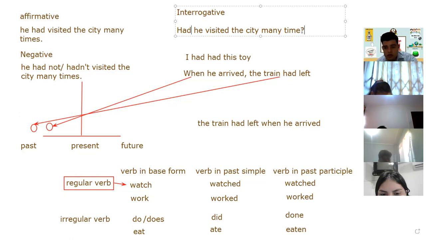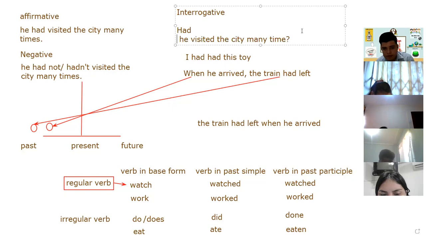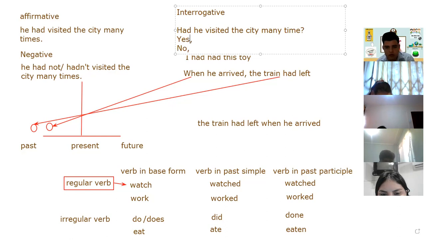So this is a yes/no question. Now, how do we answer this question? Yes. Or no. In this case, yes, he had, or no, he hadn't, or had not. If the sentence uses, for example, I, you have to answer with I.